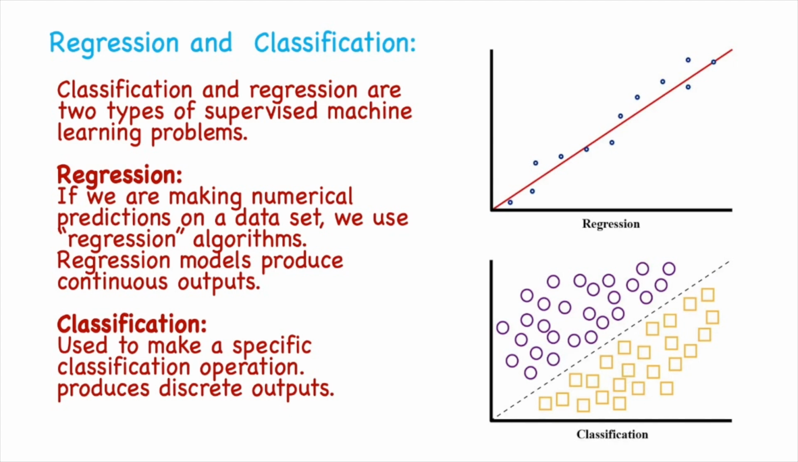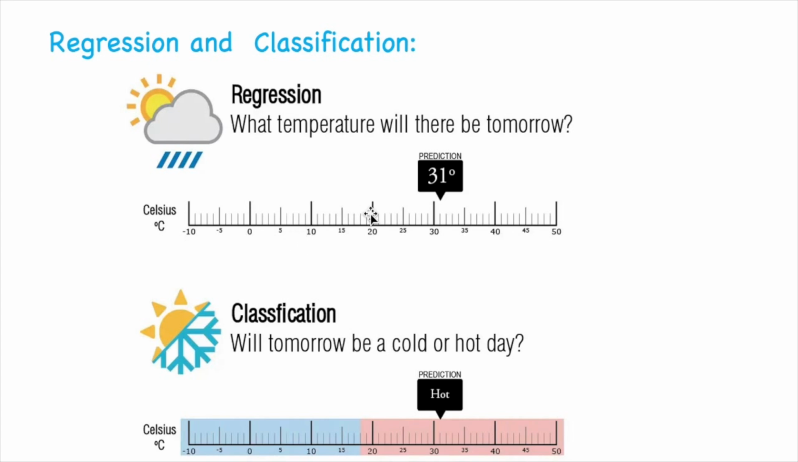One example for regression and classification is, with the current data, if you are predicting the temperature for tomorrow, that is an example of regression. We are making a numeric prediction on the dataset. If we are predicting if tomorrow is going to be cold or hot, that is an example of classification. In classification, we make a specific classification operation.